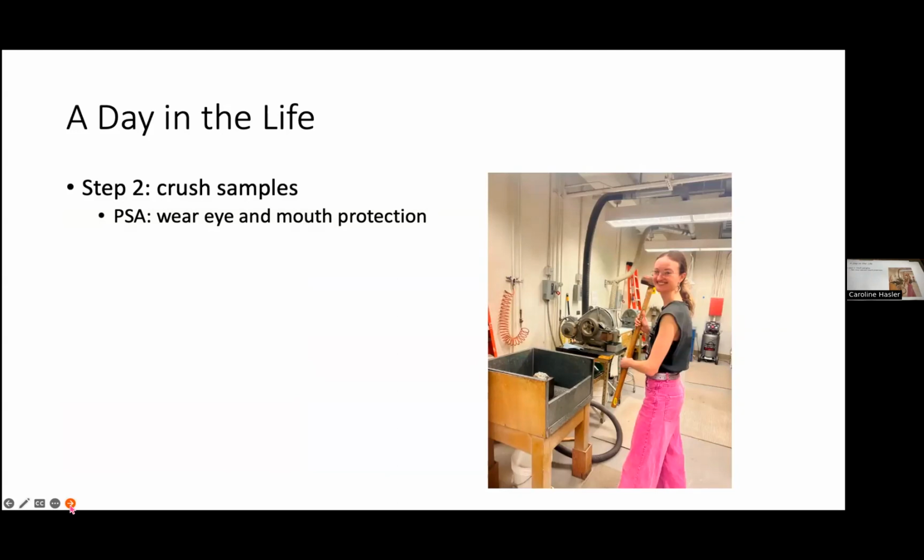Just to add a little disclaimer, when you're actually crushing a rock, if you ever do get that opportunity, please wear eye, nose, and mouth protection, because pieces of rock do fly all over the place and it's very dangerous. So I usually also do wear eye, nose, and mouth protection. I'm just not wearing it for the picture. But again, very fun, would recommend.